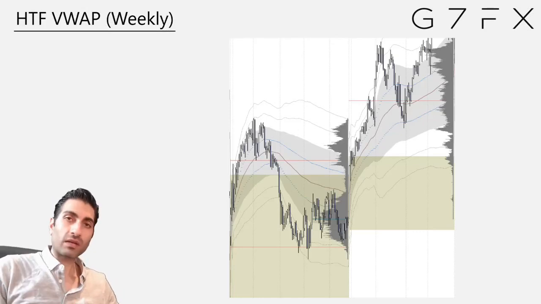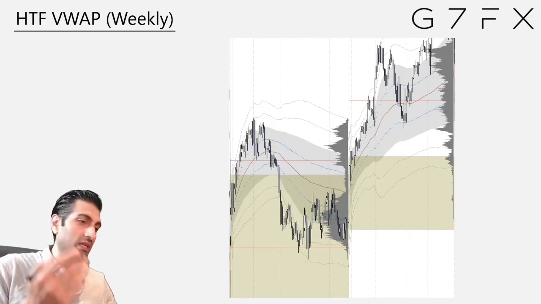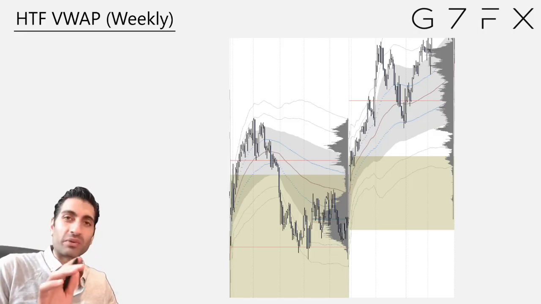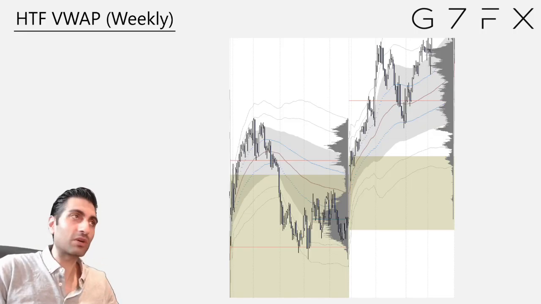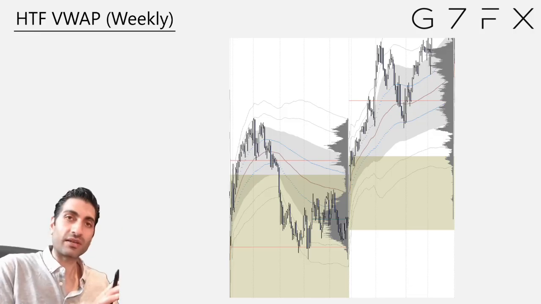Okay guys, so we're going to go over the higher time frame VWAPs in this section. I've put weekly in brackets. It doesn't matter, okay? We're going to go through monthly, quarterly, yearly, but very briefly. In fact, this is pretty much the section for all higher time frame VWAPs, and you'll see why that is. At least in terms of me putting anything on a slide.